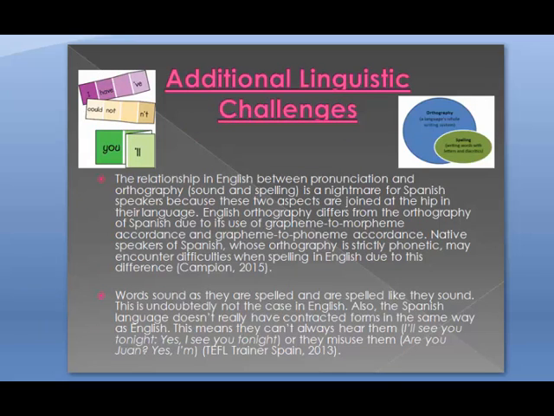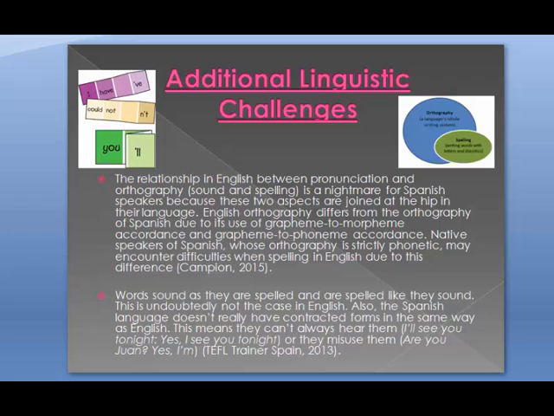Additional linguistic challenges. In addition to the above challenges proposed by Coe, there are a few more linguistic problems elementary Spanish learners have when acquiring English. The relationship in English between pronunciation and orthography, sound and spelling, is a nightmare for Spanish speakers, because these two aspects are joined at the hip in their language.